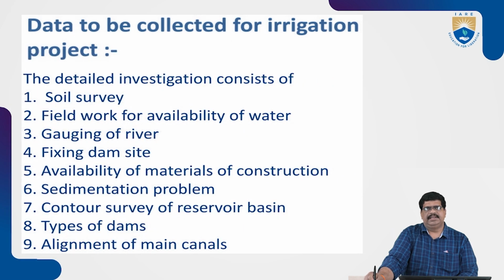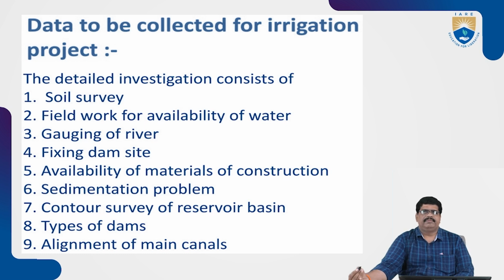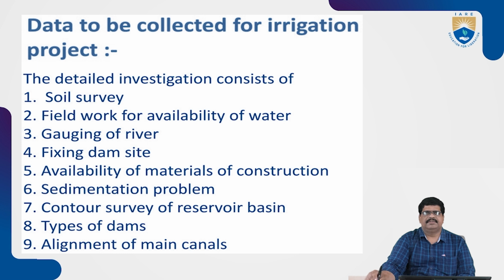Data should be collected for the irrigation project. What data should be collected for the irrigation? The first one is the detailed investigation, which consists of soil survey, field work, availability of the water, the gauge of the river, and fixing of the dam, availability of the materials of construction, sedimentation problem, the contour survey of the reservoir basin, types of the dams, and alignment of the main canals. So those are some of the criteria to be considered while collecting data for irrigation projects. Let us see them one by one.